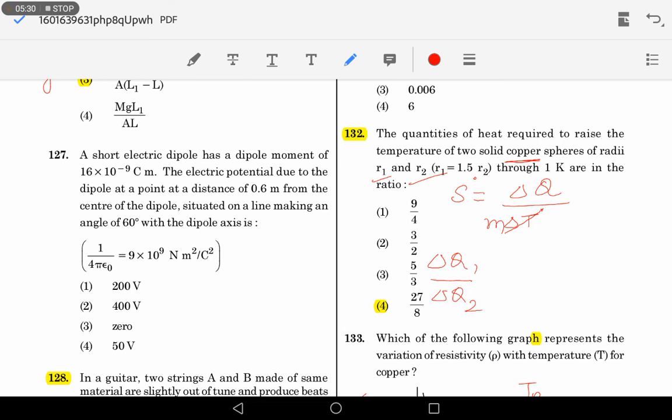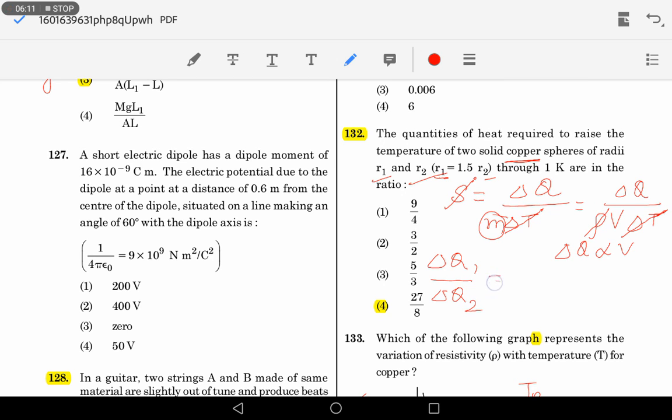They are given the radius of both the spheres. Now the specific heat capacity, let me modify this to certain extent. Since we are not given mass, let us convert in terms of volume, because we know the radius. Del Q by mass equal to density times volume into del T. Now S is constant, del T is 1 Kelvin in both the cases, density of copper is constant, so we can find that del Q is proportional to V.